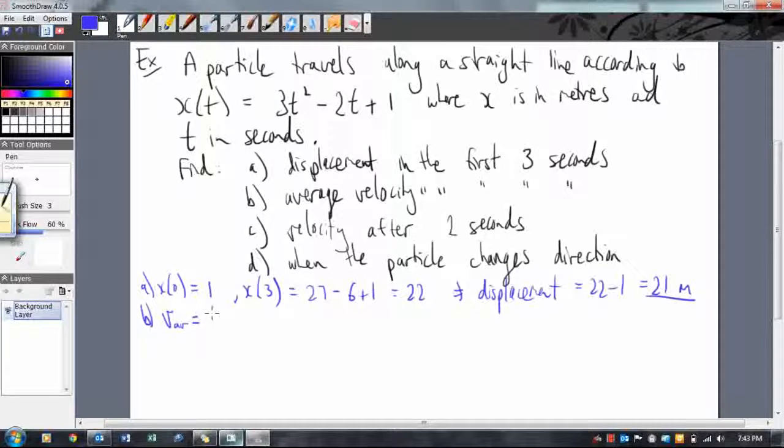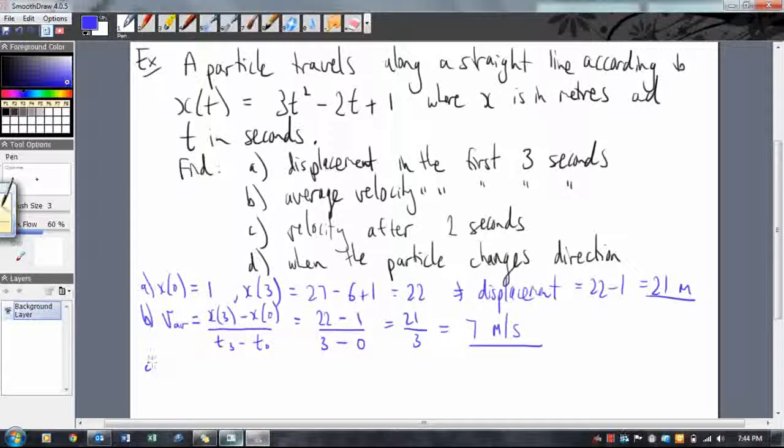The average velocity, remember, in the first 3 seconds, is equal to the position after 3 seconds minus the position initially, over t3 minus t0. In other words, its position after 3 seconds was 22, its position at the start was 1, over the time after 3 seconds, which is 3, minus the time at 0 seconds, which is 0. So that's equal to 21 over 3 equals 7. It's average velocity, so it's meters per second, because x is measured in meters and time in seconds, so 7 meters per second.